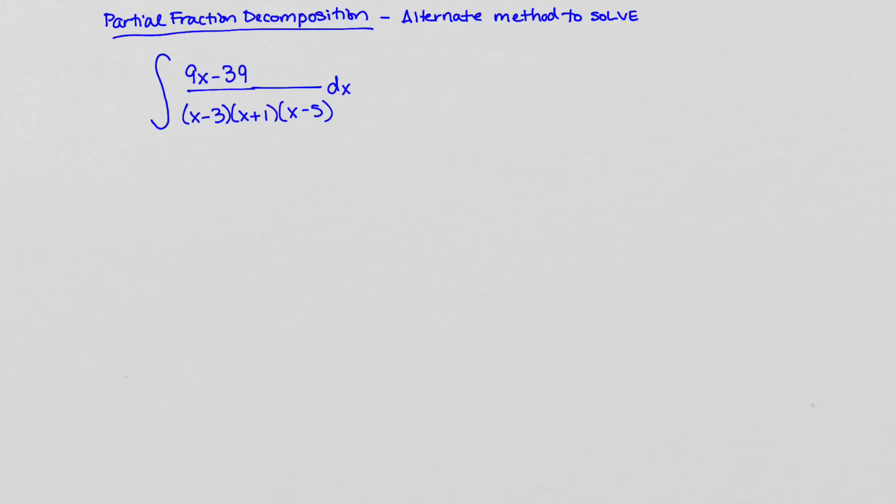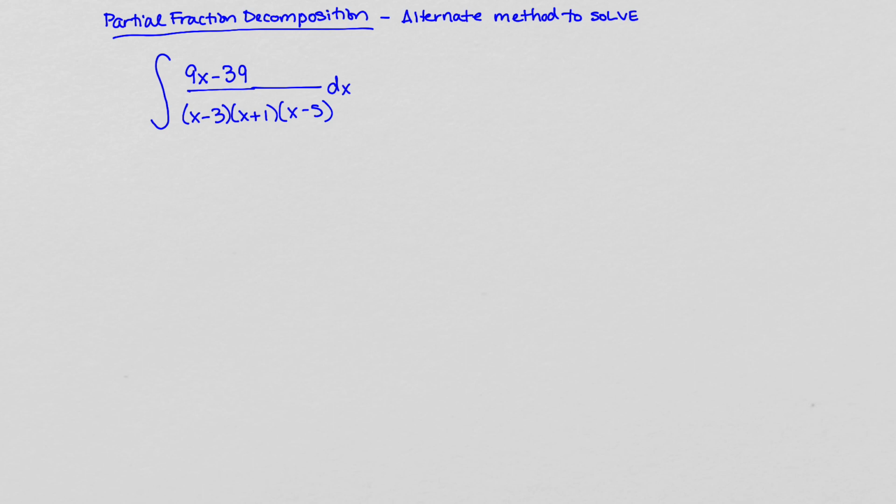Hi, in this recording, I want to show you an alternate method to solving partial fraction decomposition other than setting up an algebraic equation, a system of algebraic equations, and solving them. So let's take, for example, this integral of 9x minus 39 divided by the quantity x minus 3 times x plus 1 times x minus 5.